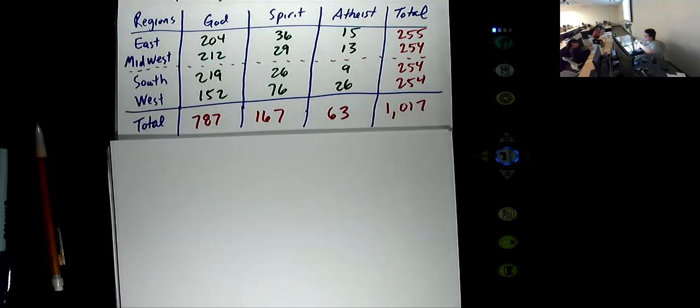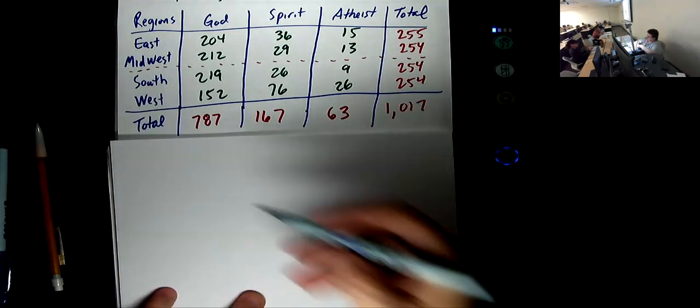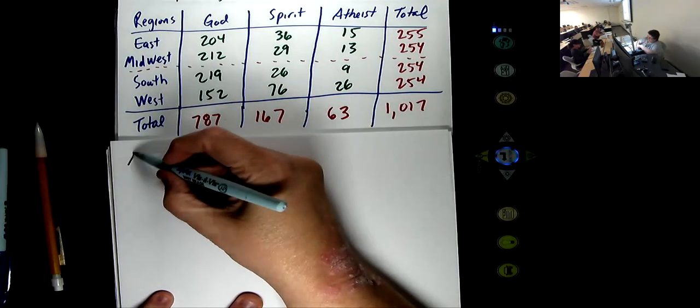So the first one is someone who lives in the West is an atheist.